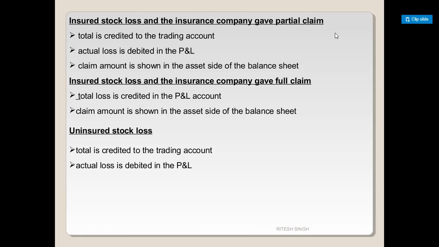side of balance sheet. If the stock is insured and the insurance company gives full claim, total loss of the amount of the goods will be credited to profit and loss account and the amount received as claim should be shown in the asset side of balance sheet. Uninsured stock, total amount of goods which are lost, should be credited to trading account and actual loss, that is the total amount, should be debited to profit and loss account.